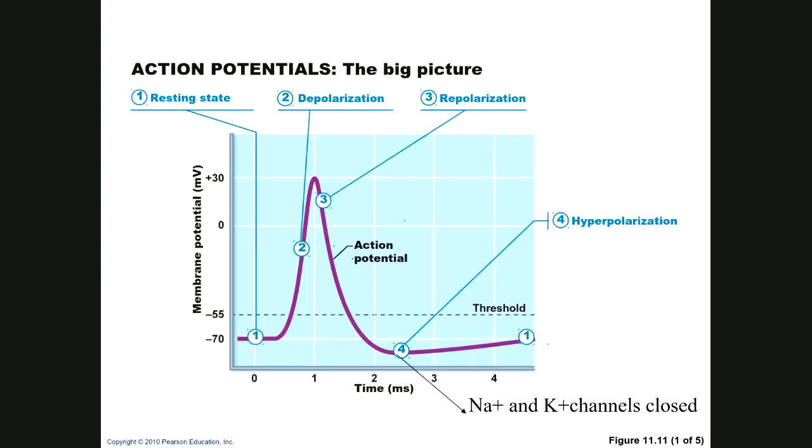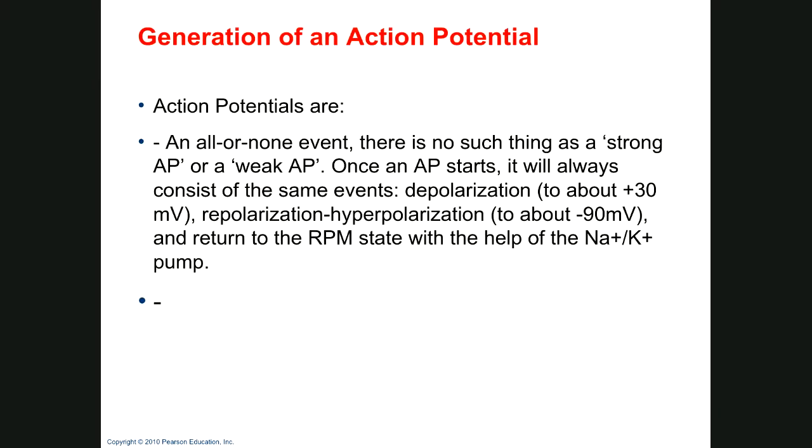So this part right here of the action potential that returns the membrane to resting value, minus 70 millivolts, is accomplished by the sodium-potassium pump. So action potentials are what we call an all-or-none event. They either happen or they don't. Once they begin, they're always the same. There is no variation. Always the changes will be from minus 70 millivolts to plus 30 millivolts, from plus 30 millivolts to minus 90 millivolts.